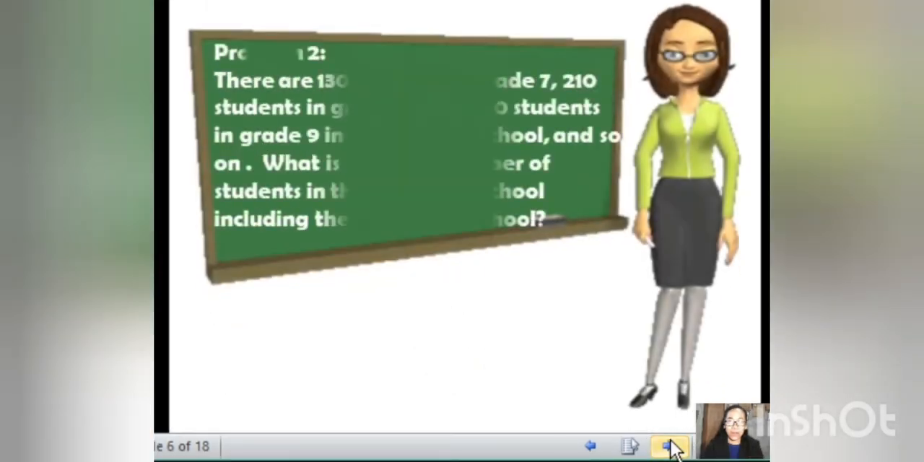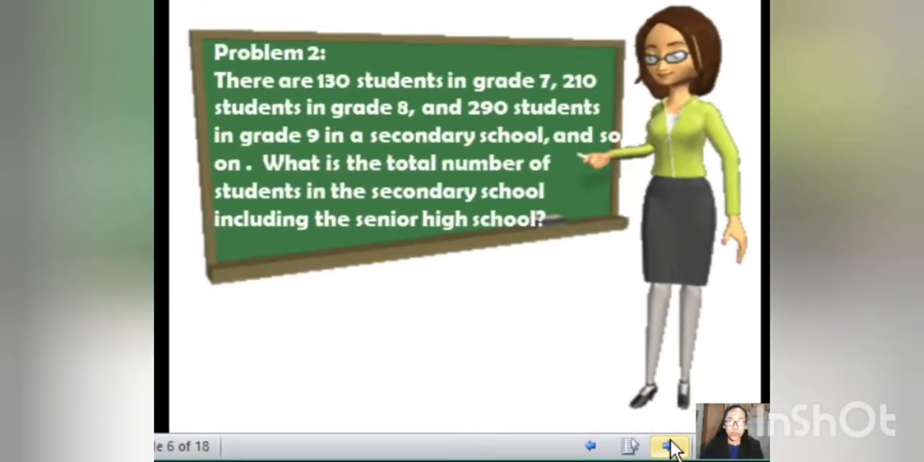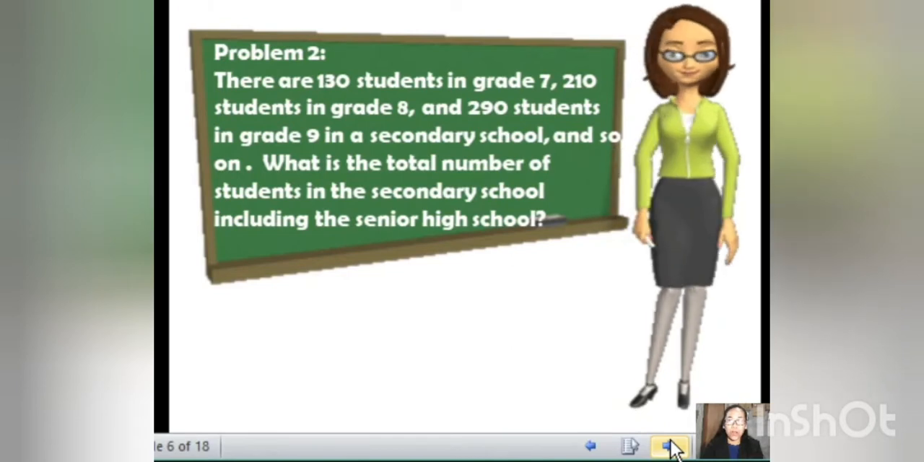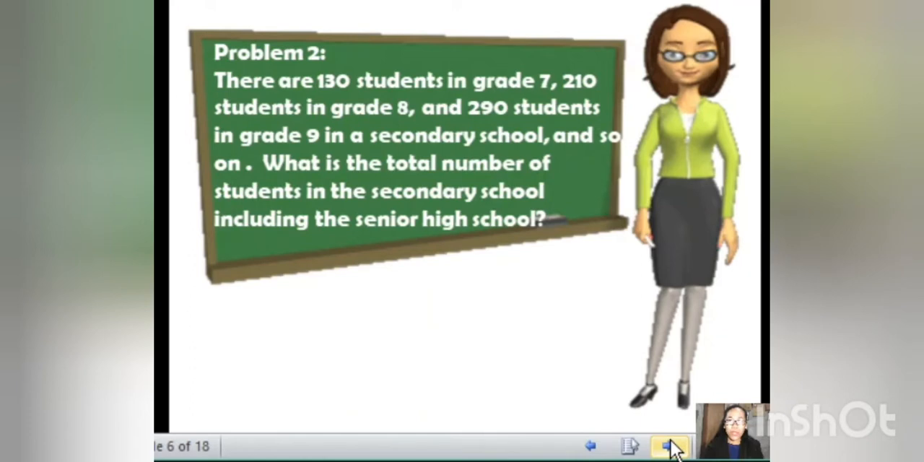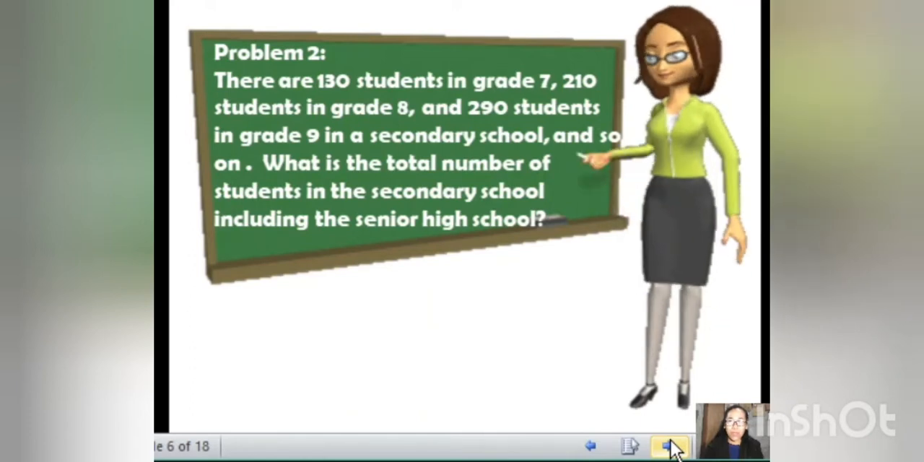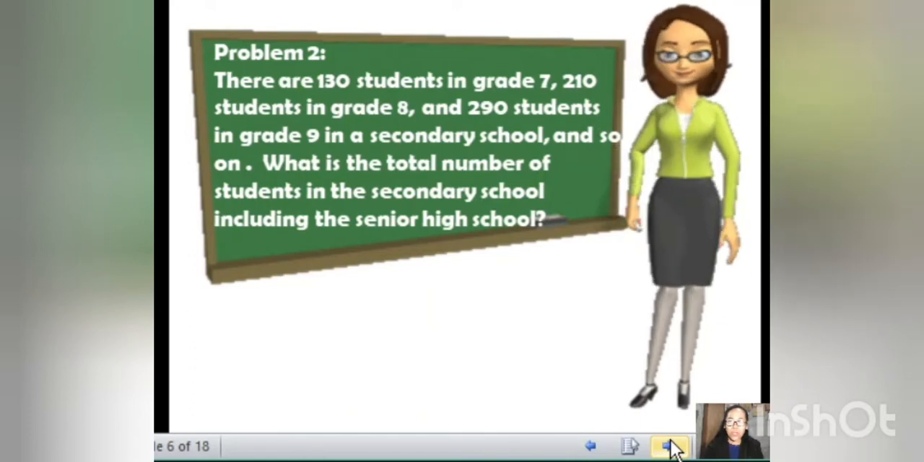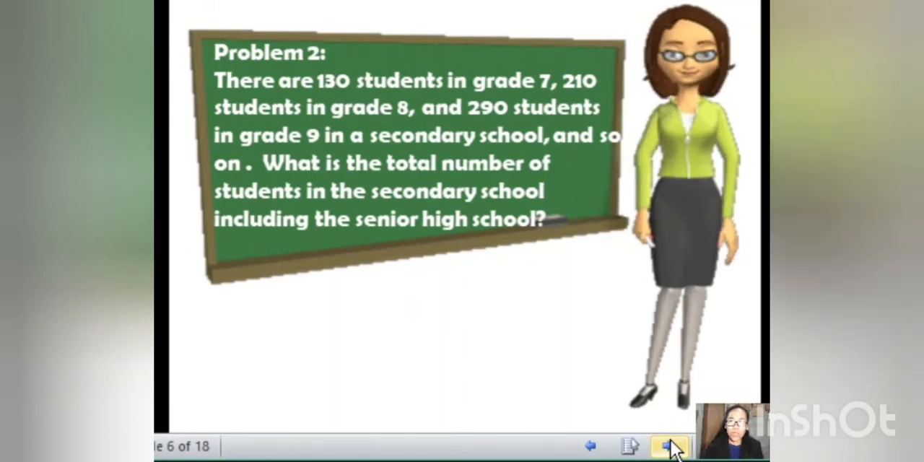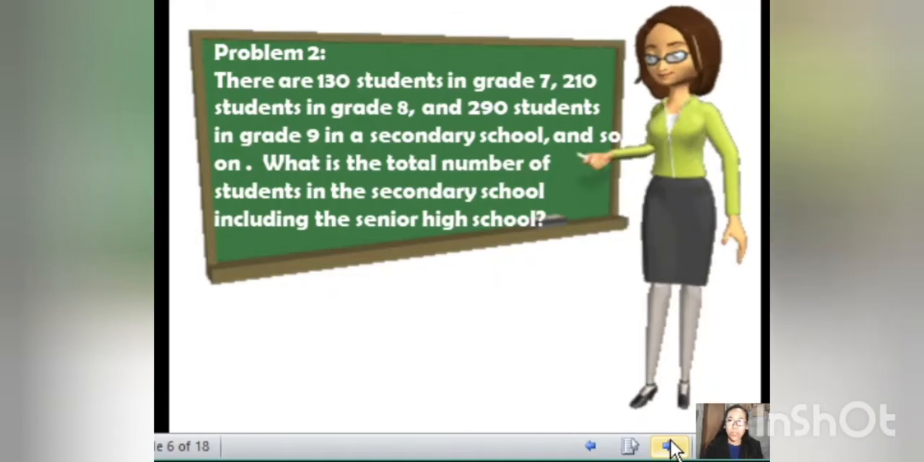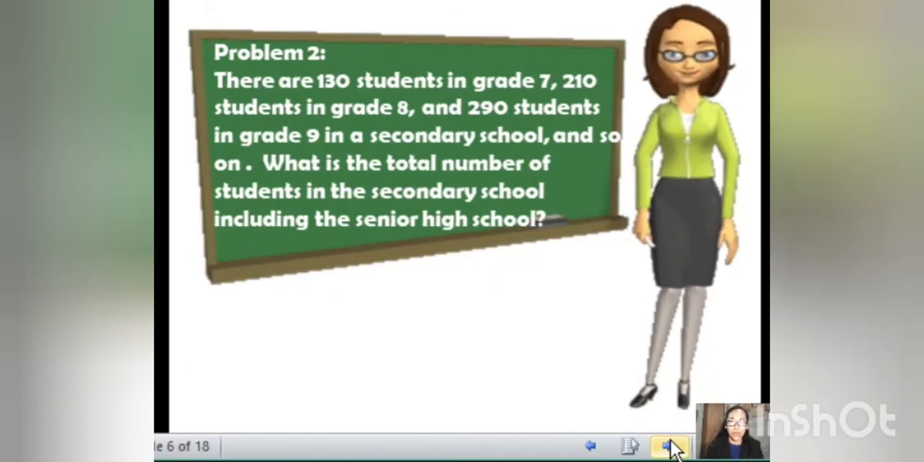Okay, we have problem number 2. There are 130 students in grade 7, 210 students in grade 8, and 290 students in grade 9 in a secondary school, and so on. What is the total number of students in the secondary school including the senior high school?